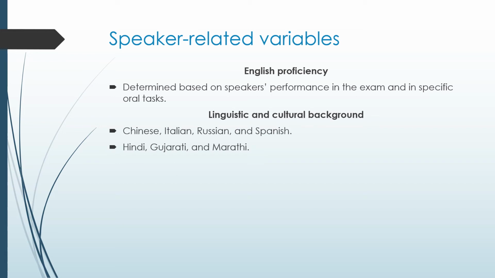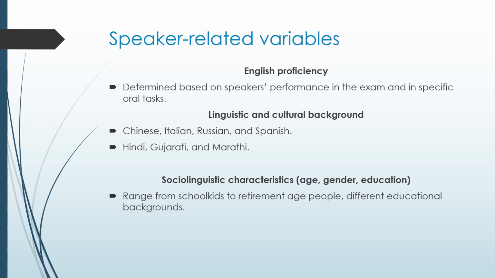Also, linguistic and cultural background were taken into account. There were two major groups. There were a lot of other languages too, but the major groups are Chinese, Italian, Russian, and Spanish. And Spanish speakers were from different countries. And another large group is speakers of different languages of India, primarily Hindi, Gujarati, and Marathi.